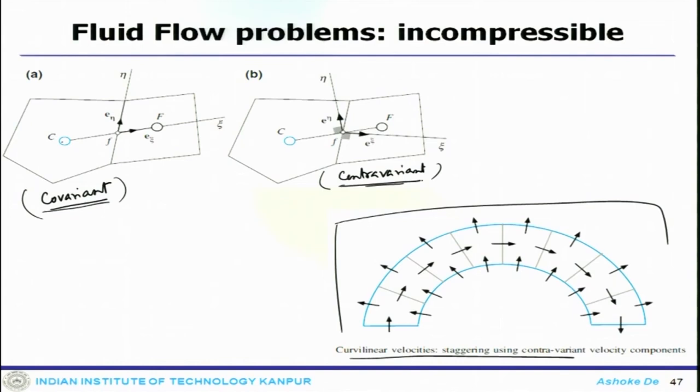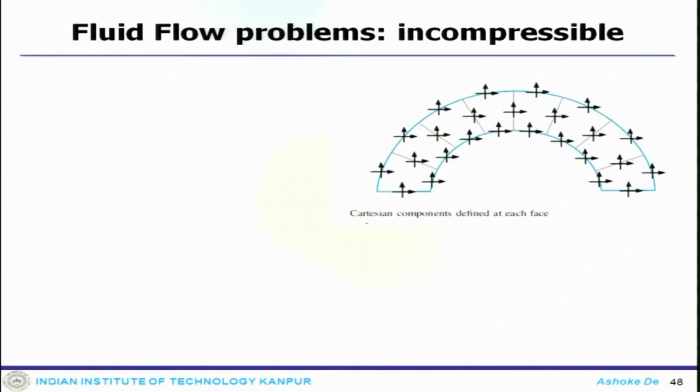Now, this can lead to a problem in the discretization of the diffusion term. So, another alternative one can think of is to stagger all Cartesian velocity components in all directions, so as to have all velocity components at all faces. So, that would double or triple the dimension of the equations to be solved.